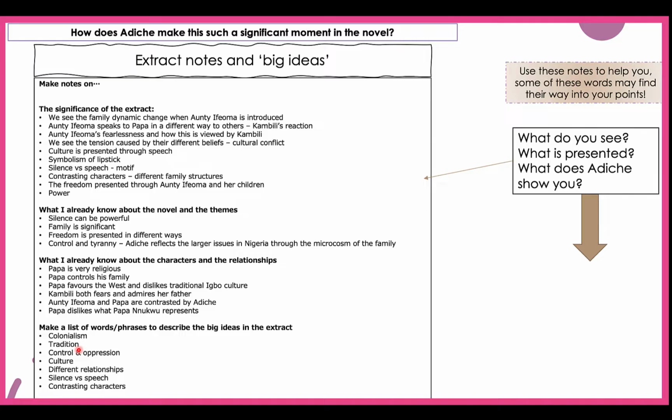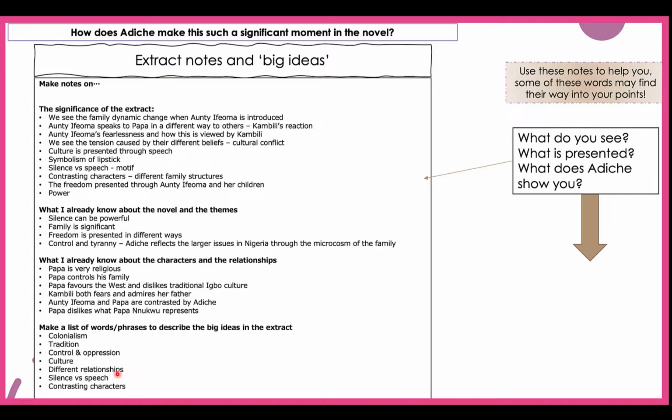So what I see overarching in terms of the big ideas in this extract, the idea of the legacy of colonialism, tradition and how it's viewed and presented through our different characters, control and oppression, culture, the different relationships that we see, the different dynamics, silence versus speech, and the contrast between characters. So these are all of the different ideas that I will just be jotting down as I'm reading back through the extract. So you kind of pair it with your reading.